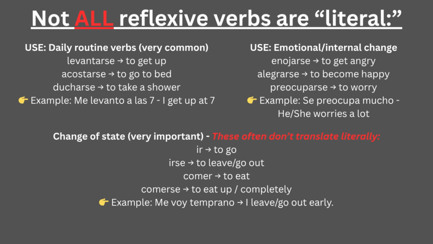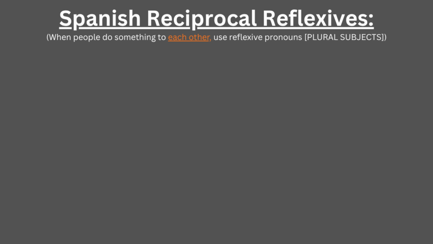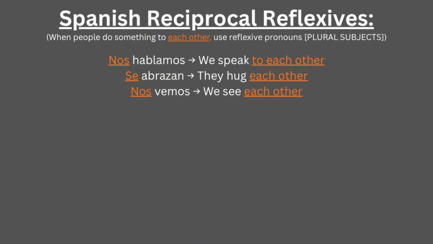Aside from these reflexives, Spanish also has reciprocal actions. When people do something to each other, we have to use reflexive pronouns, and usually the subjects are plural. Some examples are: nos hablamos, we speak to each other. Se abrazan, they hug each other. Nos vemos, we see each other.